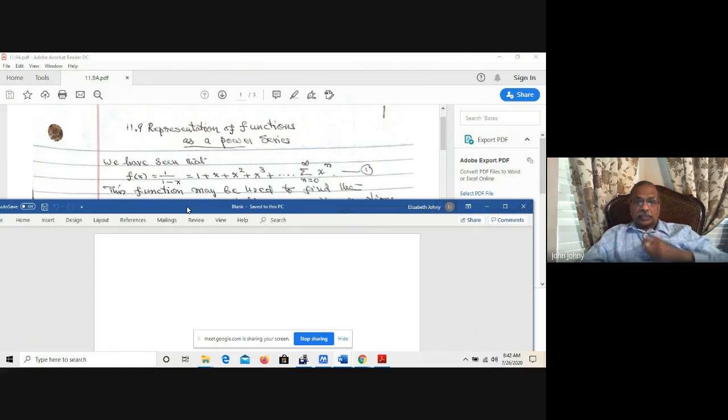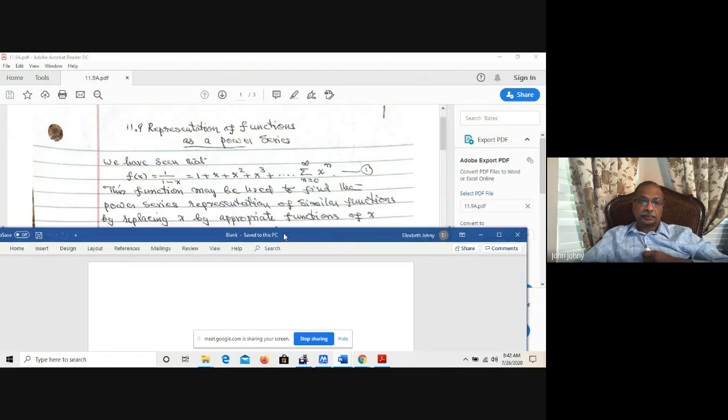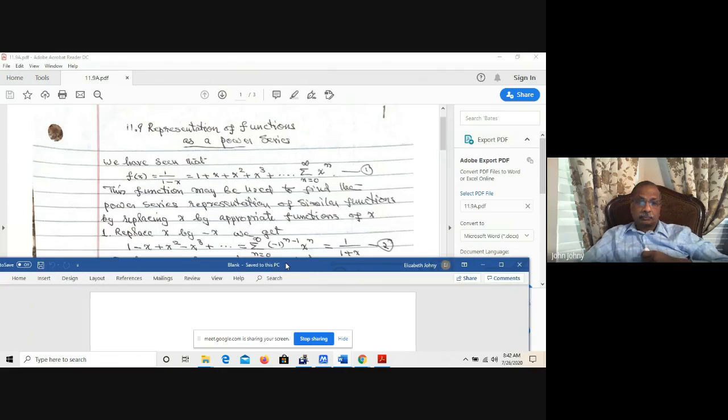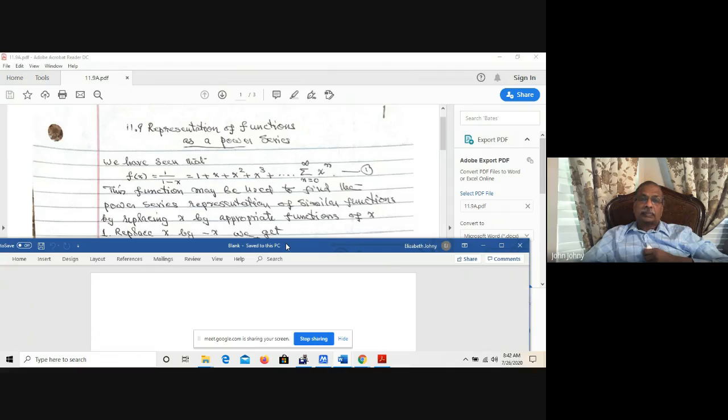And this function may be used to find the power series representation of similar functions. So here, 1 over 1 minus x is equal to 1 plus x plus x squared plus x cubed plus etc. By differentiating and integrating this function, we get different power series. 1. Replace x by -x.